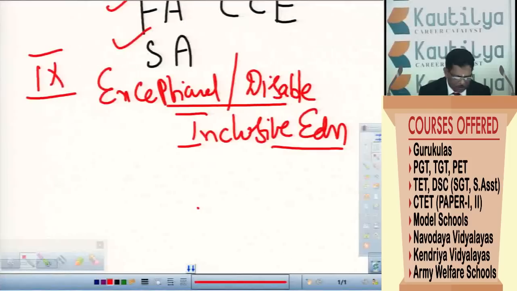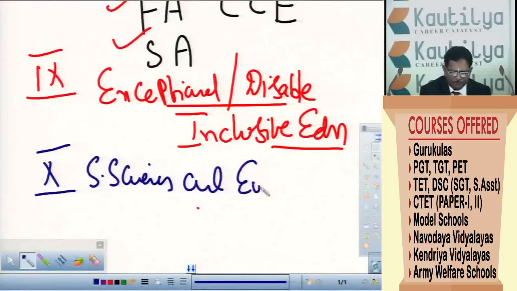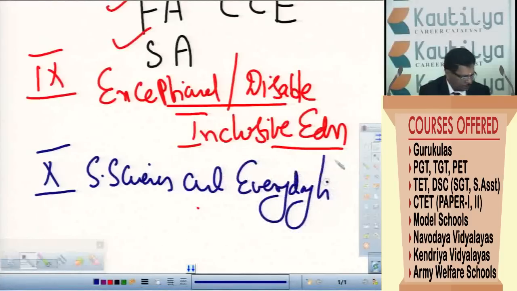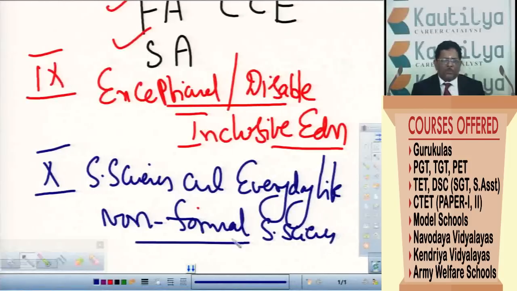And followed by the last unit of this chapter, that is social sciences and everyday life. Non-formal social science education. So a special focus on non-formal social science, because social science can be taught not only through the formal agencies, we can also provide the teaching and learning process, and make it more effective through the source, that is what we call non-formal social science.